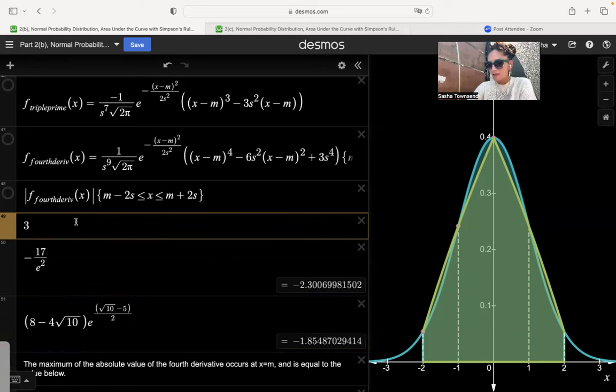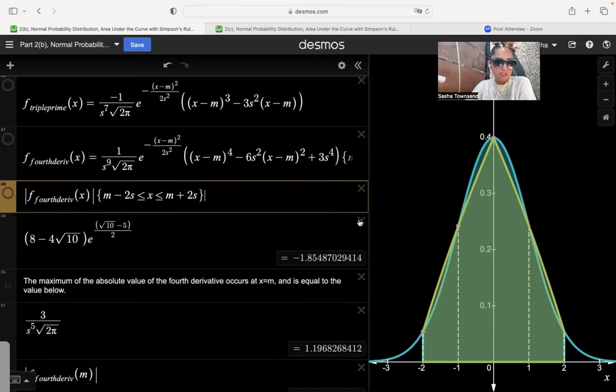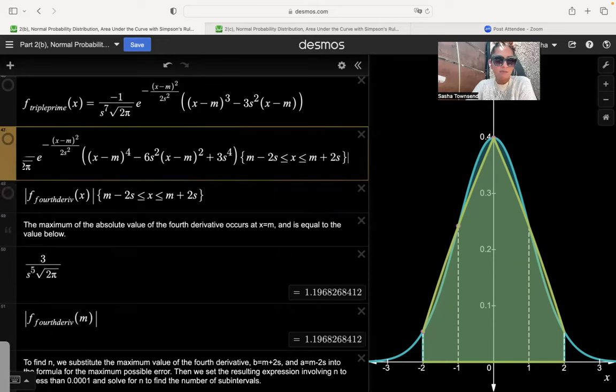So that's telling me that 3 corresponded to the mean, so the fourth derivative of the original function at the mean was 3 divided by sigma, the standard deviation, to the fifth times the square root of 2 pi. So the maximum is going to occur at the mean. Now we can see that if we just graph these functions.